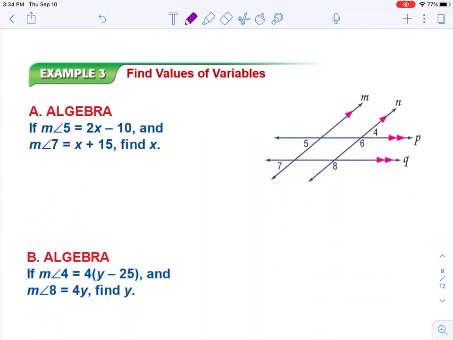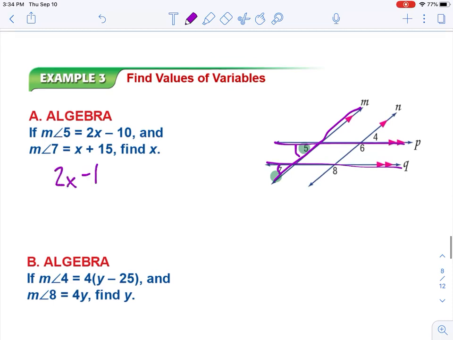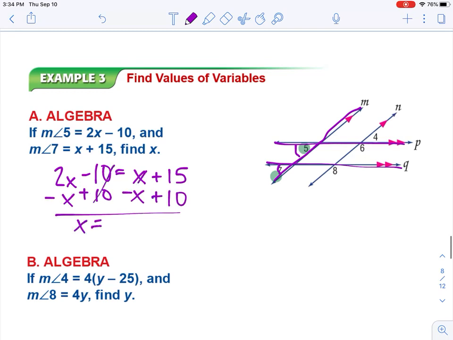Now this one, it doesn't say to do that, we just have to solve for our variables. So I'm given 5 and 7, and I need to solve for x. Well, I know that these guys share this transversal and these two parallel lines, so they are considered corresponding angles. So by the corresponding angles postulate, they are congruent, which means I can set them equal. I solve, so x will equal 25.